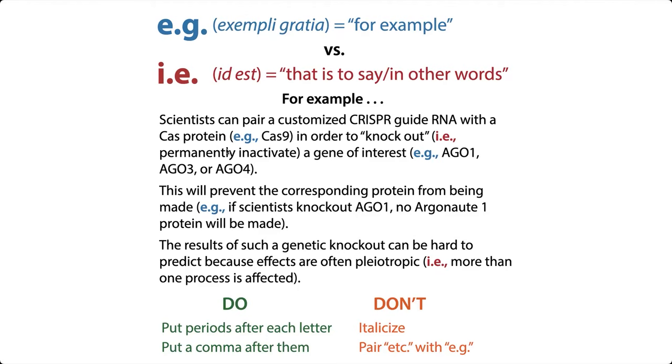Here's an example. Scientists compare customized CRISPR guide RNA with a Cas protein, e.g., Cas9, giving an example of a Cas9 protein that would work, in order to knock out, i.e., permanently inactivate, a gene of interest, e.g., AGO1, AGO3, or AGO4. So here I'm using e.g. because I'm referring to one of the Cas proteins, but there's other ones that could be used as well.